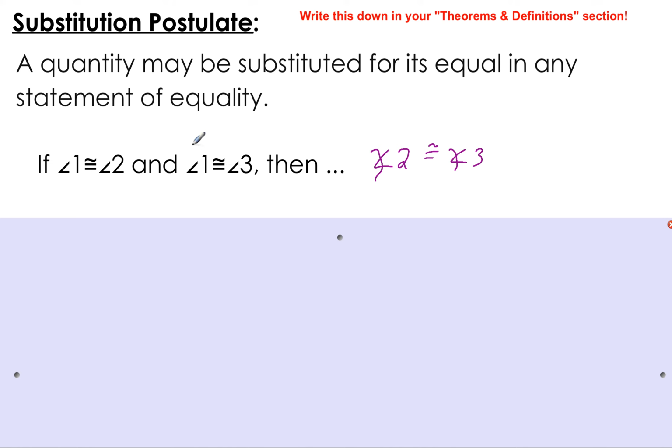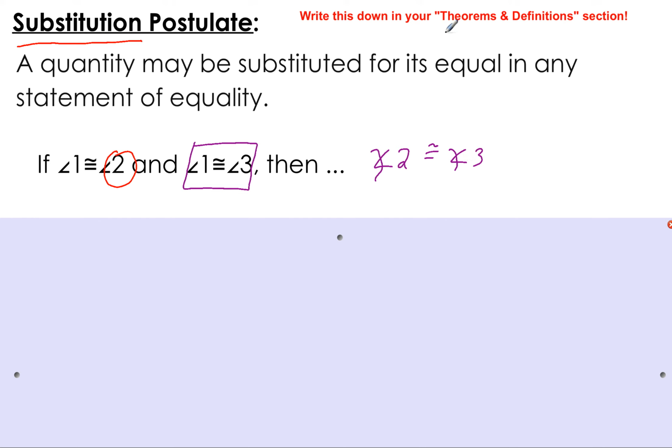So what I'm doing essentially is I'm taking this statement right over here, and I am taking this angle 1 and I'm substituting it with angle 2. Remember, whatever angle 1 is, so is angle 2. So if angle 1 is equal to angle 3 and angle 1 is also equal to angle 2, then I can say that angle 2 is equal to or congruent to angle 3. Why? Because what have I done? I have substituted. So my reason for this statement is the substitution postulate.